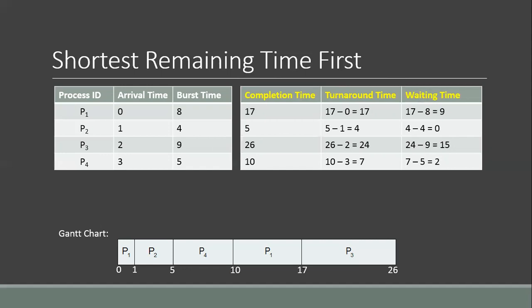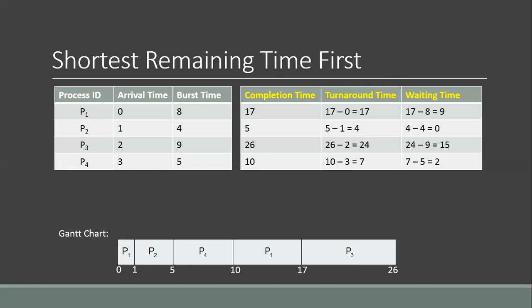From the completion time, we can find out the turnaround time. And what is turnaround time? Turnaround time is the time duration from the moment the process arrived in the ready queue till the completion of this process. This time interval is known as turnaround time. So to compute the turnaround time, we have to subtract the arrival time of the respective process from its completion time.